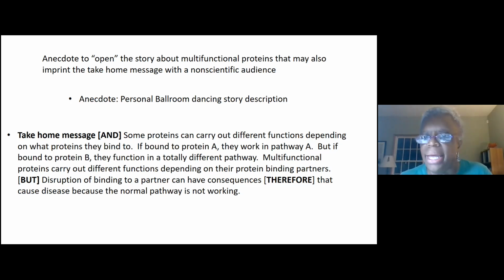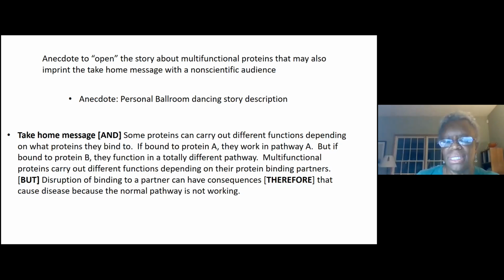All right. So if I were telling this story about multifunctional proteins to a scientific audience or even a non-scientific audience, especially a non-scientific audience, I could start this whole presentation with ballroom dancing and switching partners, right? Switching partners allows us to do a different task, a different type of dance. And so at the same time that I'm talking about ballroom dancing, I'm also getting a message, hopefully, to stick in the minds of the audience.